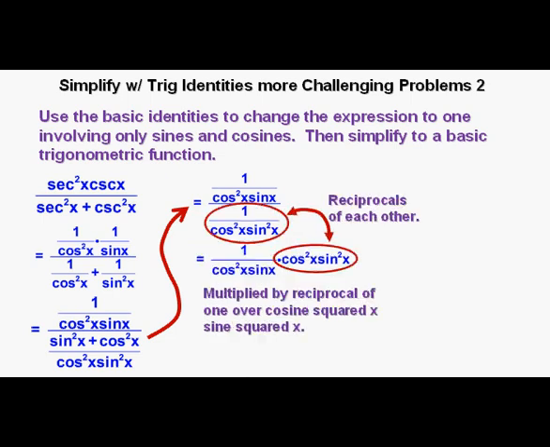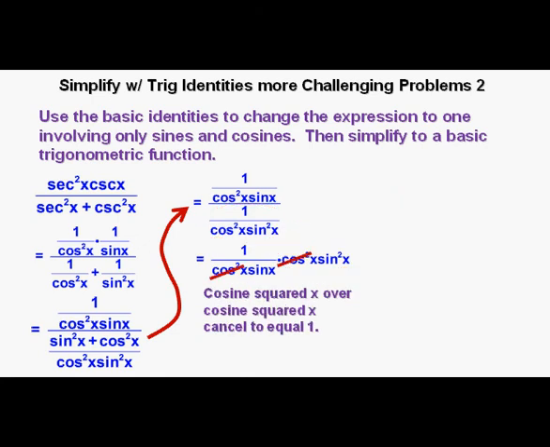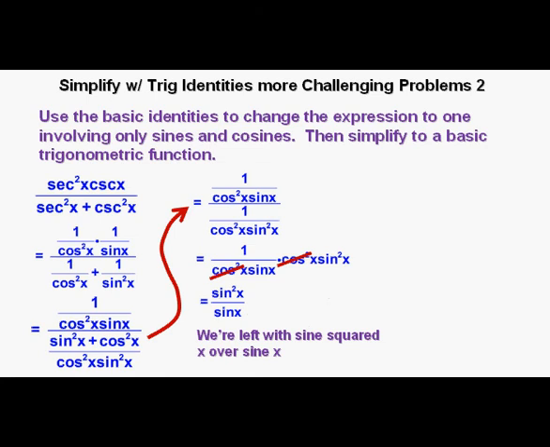Next we can divide by a fraction by multiplying by its reciprocal, so we have 1 over cosine squared x sine x times cosine squared x sine squared x. Now we have cosine squared x over cosine squared x. We see that they cancel to equal 1, and we're left with sine squared x over sine x, which simplifies to sine x, which we box in as our correct answer.